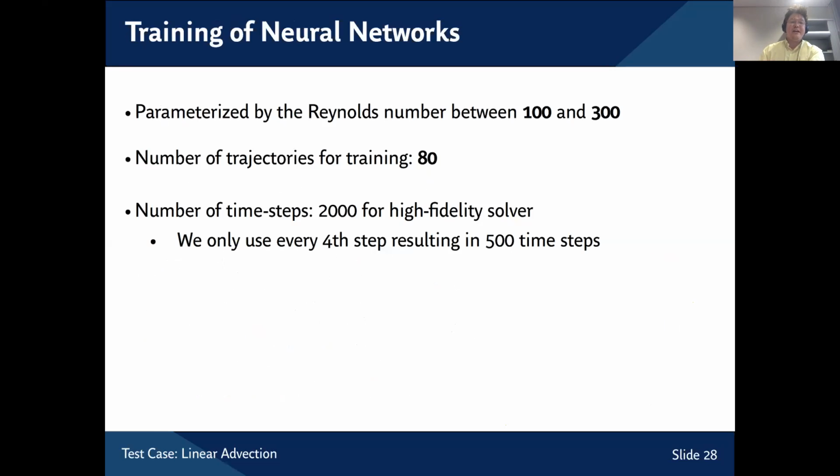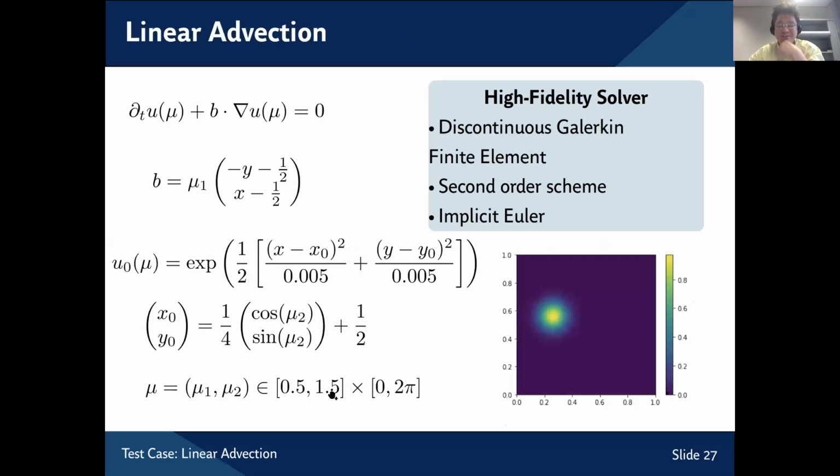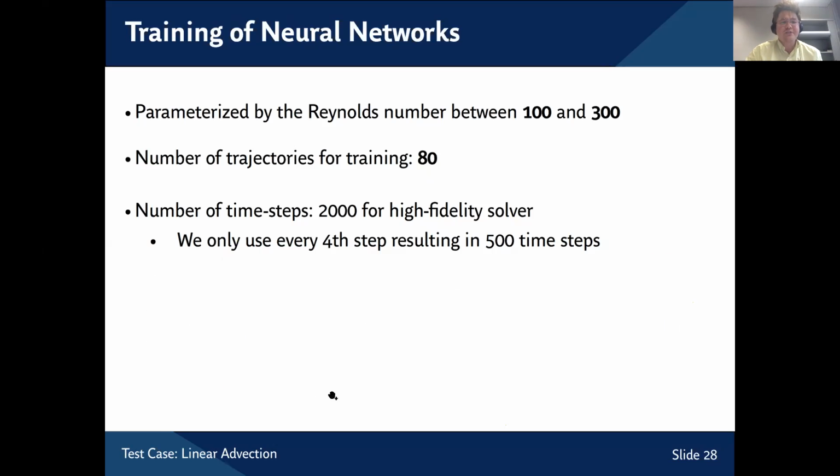For the training of the neural network, that was the wrong numbers here. It should say parameters here, and it should be these numbers. Sorry. I trained the neural networks on 80 trajectories, and I trained it for 3,000 time steps, not the 2,000 here. And then for the network, I sampled only every 6 steps, so the neural network could take longer steps than the high fidelity solver, resulting in 500 steps in total.